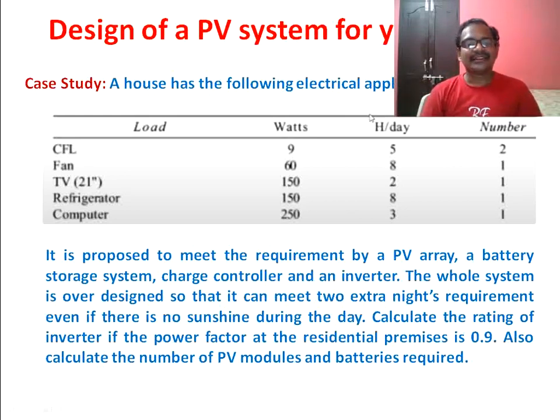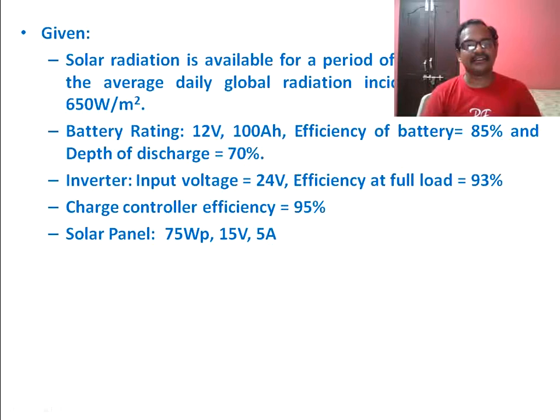Then calculate the rating of the inverter if the power factor at the residential premises is 0.9. Because AC power is used in the home, the power factor issue will be there. The power factor they have mentioned is 0.9. And we need to calculate the number of PV modules and number of batteries required. Some of the data given: solar radiation is available for a period of 6 hours daily. Every day in that particular place we are having sunshine for 6 hours. And the average daily global radiation incident on the solar array is 650 watt per meter square.